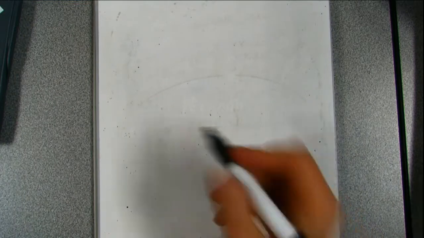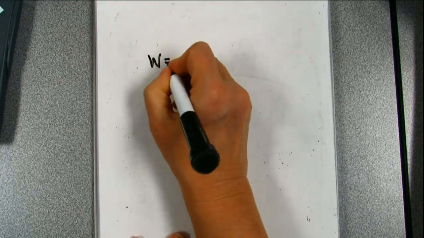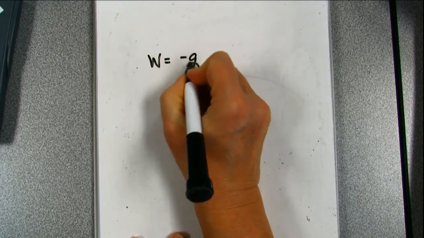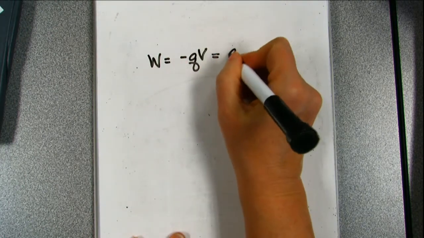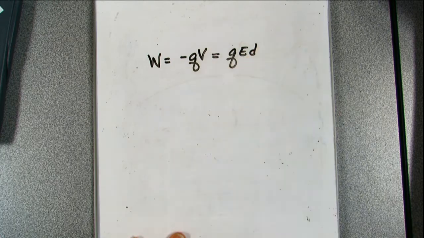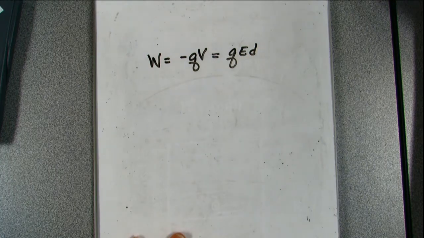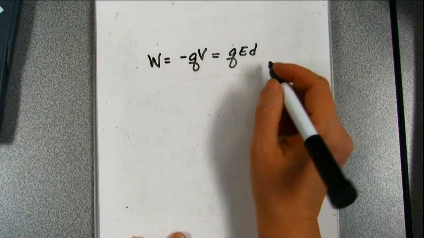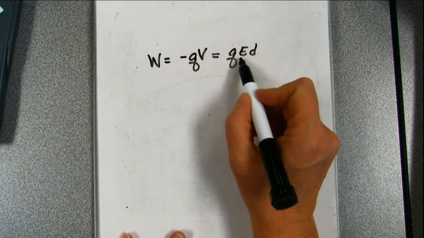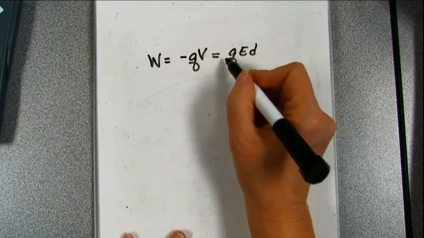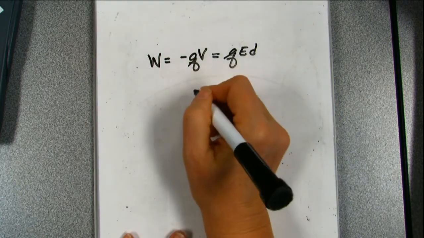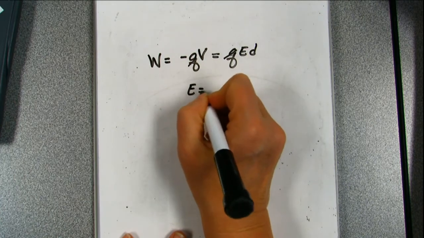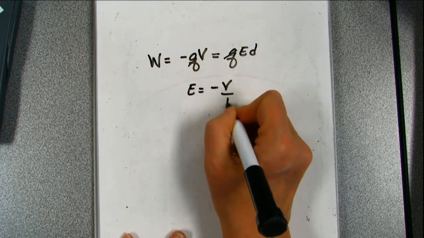Okay, so let's go back to that. Work now is equal to negative Q times our potential. So this is charge times electric potential, and this is QED. QED. And so now we can solve for E. If I solve for E, I get rid of my charge, and I get E is equal to negative V over D.